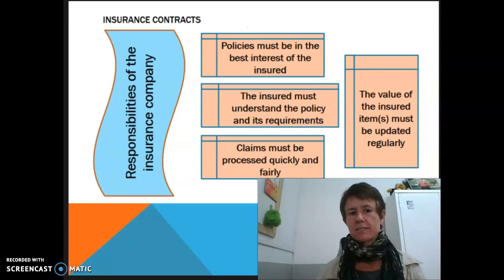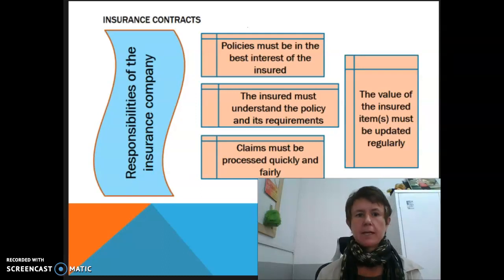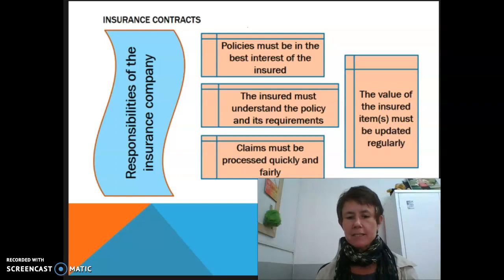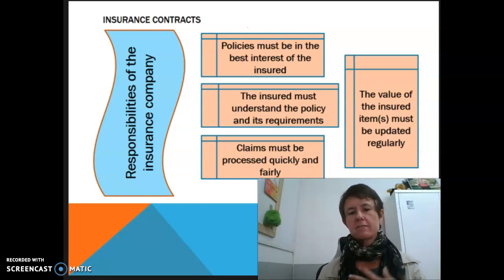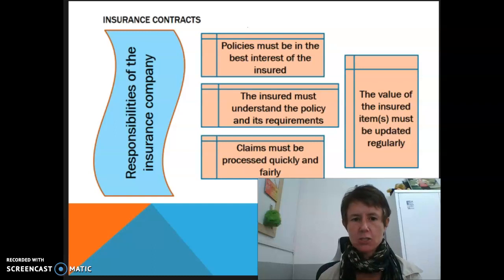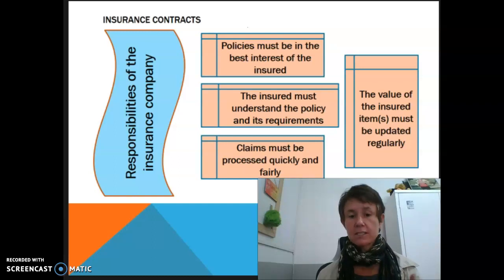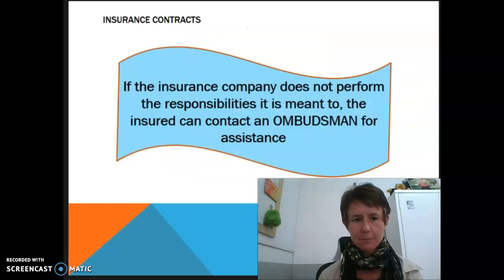If we look at the responsibility of the insurance company, the policies must be in the best interest of the insured, of the individual they are selling the insurance policy to. The insured must understand the policy and its requirements. You must be able to answer all those questions as the insurance company. If the insured puts in a claim, so let's say you had that vehicle accident, that claim needs to be processed very quickly so that your insured gets the money out. All right. So the value of the insured items must be updated regularly.